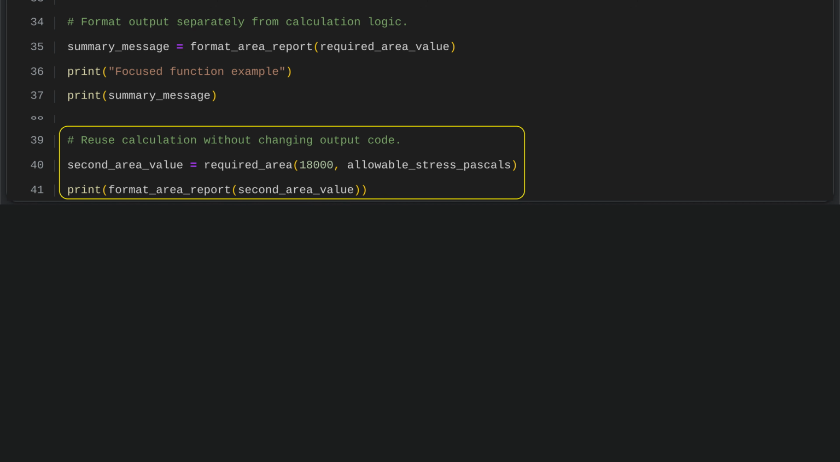The required area is recalculated using a load of 18,000 newtons and the same allowable stress as before. The new result is then passed to the area report formatting function, which converts it from square meters to square millimeters. Finally, the formatted message is printed to clearly report the required area.